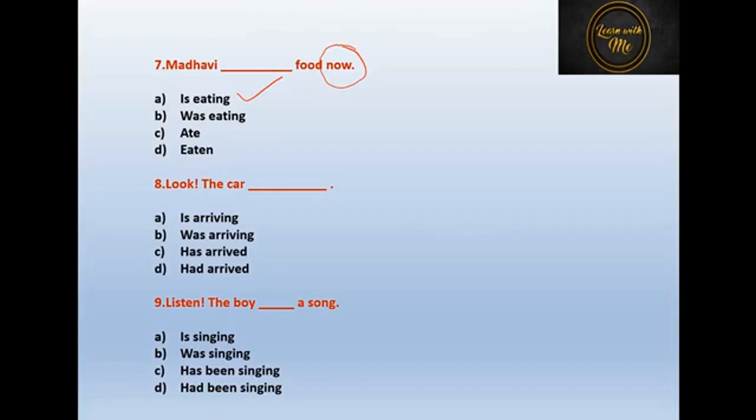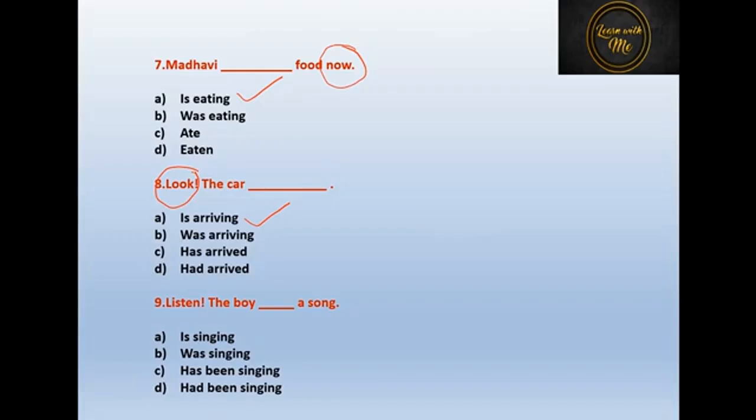Now this eighth question. Look, the car blank is arriving, was arriving, has arrived, had arrived. Here option A is arriving is correct. Why? Because this keyword is helping you. Generally the keywords look, listen, now you can see in present continuous tenses. Look, that means at present, the car is arriving. I have told you just now what is present continuous, the action that is going on now at present. So the answer, look, the car is arriving.